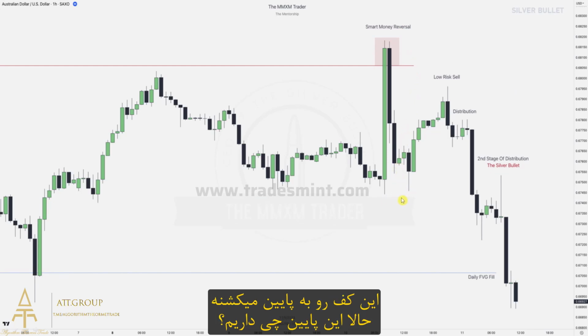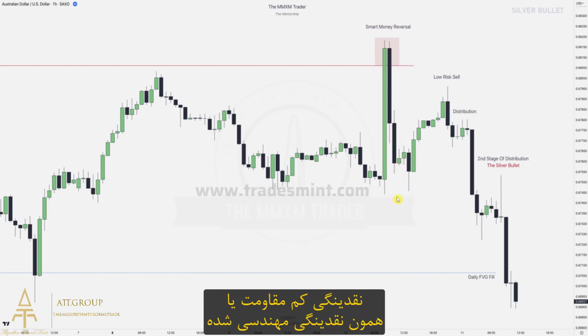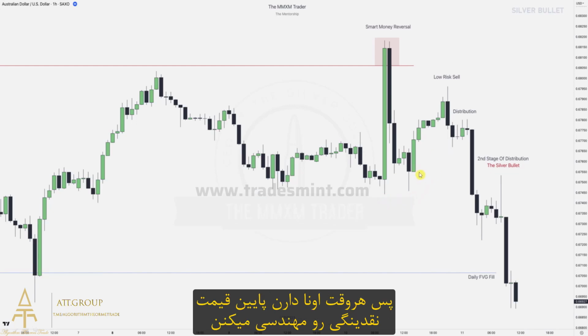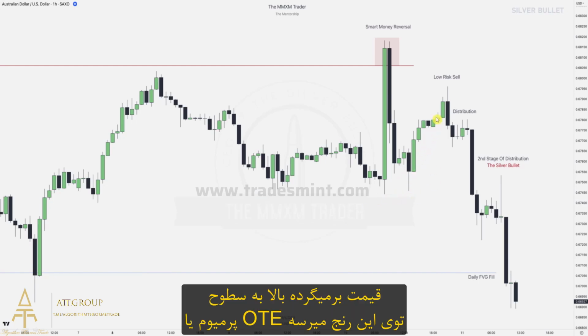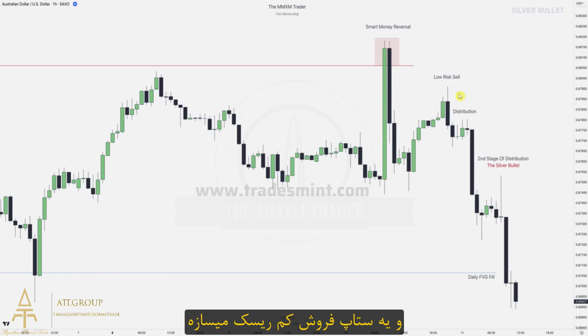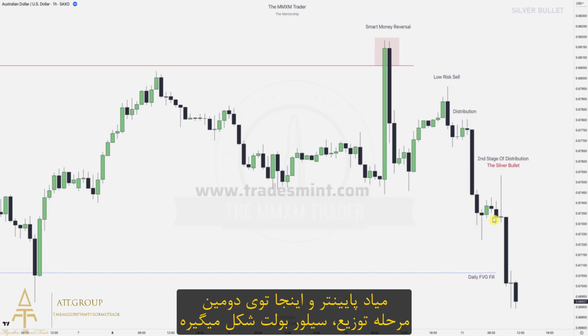And what do we have down here? Low resistance liquidity or engineered liquidity. So our draw on liquidity gets better every time they engineer liquidity on the sell side. Price trades back up into OTE levels or premium level of this range, creating that low risk sell, forming another distribution phase, dropping lower, and then the silver bullet is the second stage of distribution and it forms over here.